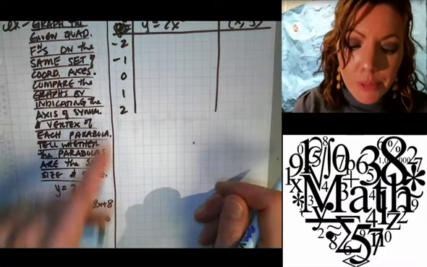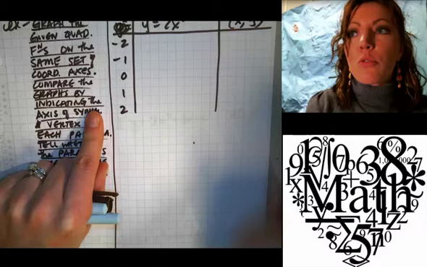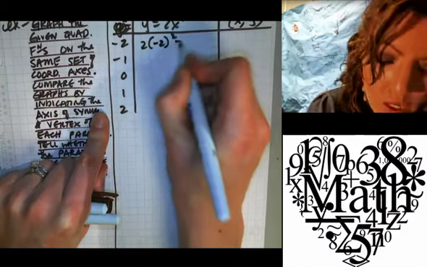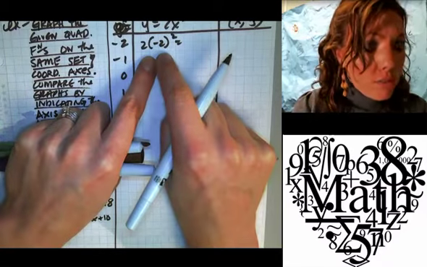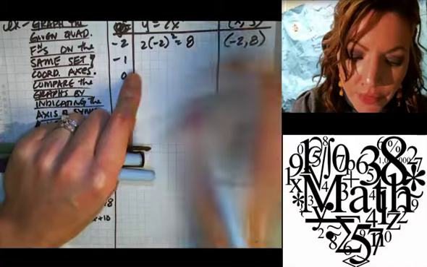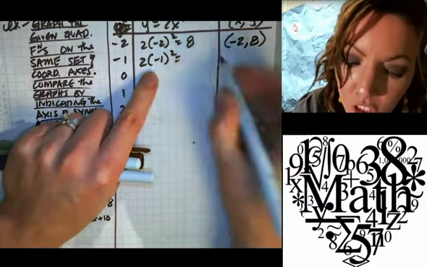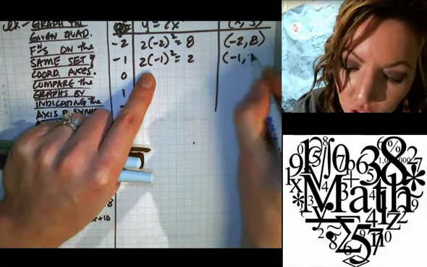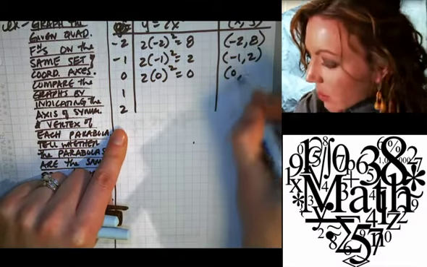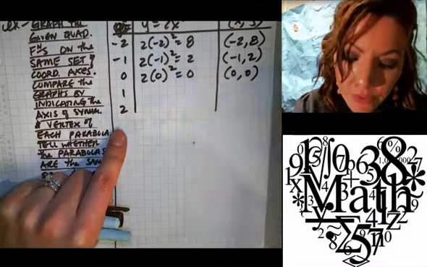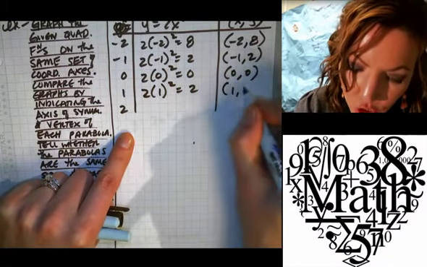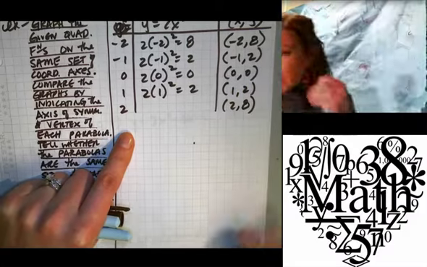Okay, so you want me to just run through this really fast? Okay. So we get 2 times -2 squared. -2 squared is 4. 4 times 2 is 8. So the first coordinate is -2, 8. Then we go 2 times -1 squared, which is 2. So -1, 2. 2 times 0 squared, 0. So 0, 0. And then this is where it turns around again. So 1, 2, and 2, 8. All right, so that's the first one.